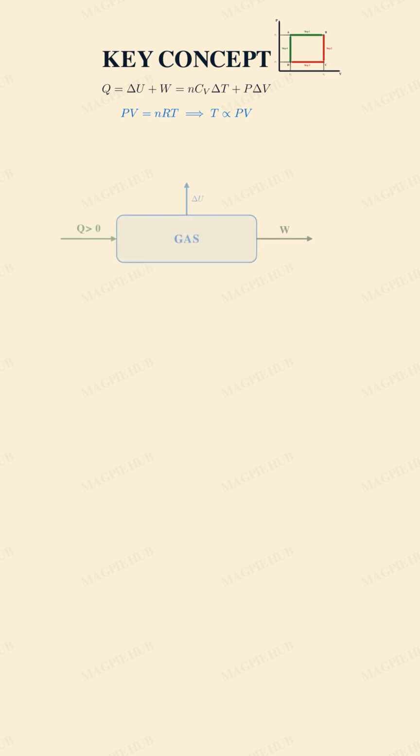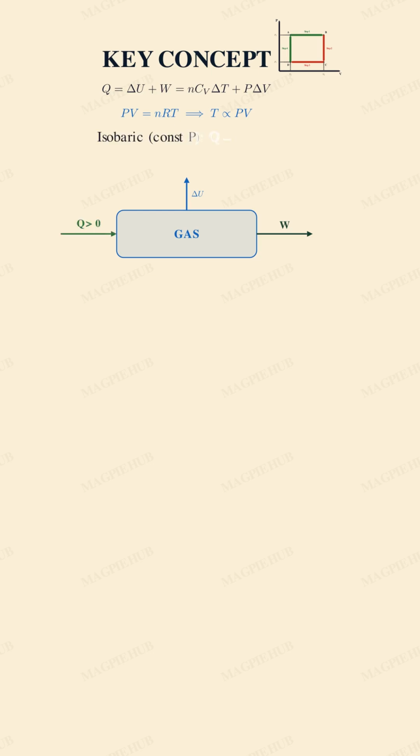The key concept is the first law of thermodynamics. Heat absorbed Q equals change in internal energy plus work done by the gas. For an ideal gas, PV equals nRT, so temperature is proportional to PV. For isobaric processes at constant pressure, Q equals nCP delta T. For isochoric processes at constant volume, Q equals nCV delta T. In both cases, heat is absorbed, meaning Q is positive, only when the temperature increases.